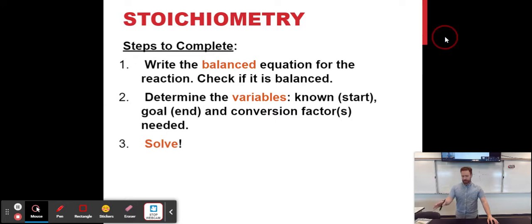So the basic steps, there are no surprises here. First thing we're going to do is make sure that we are working with a balanced equation. Then we're going to make sure that we have identified all of our variables: what we know, what we want to know, and what conversion factors we think we might use. And then we're going to solve.